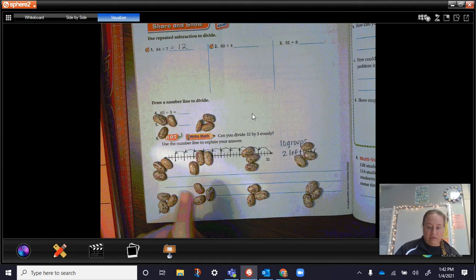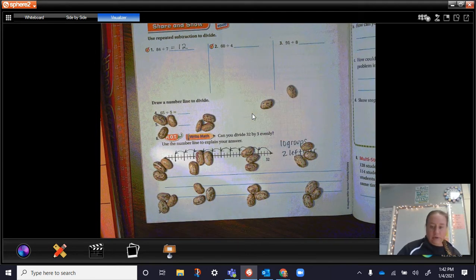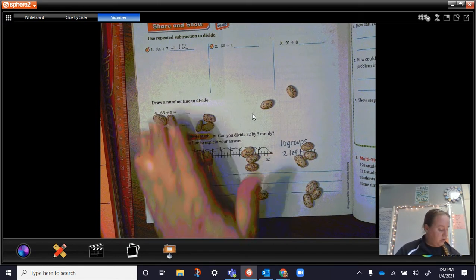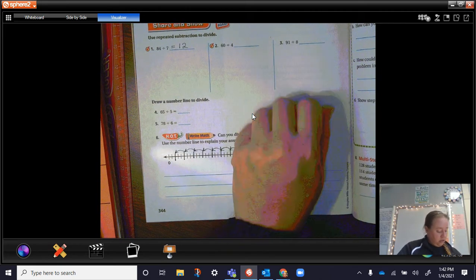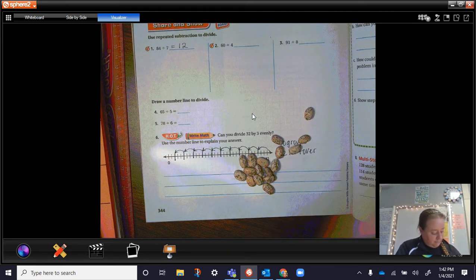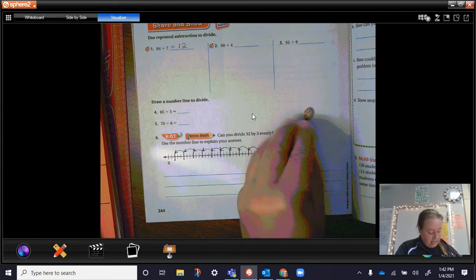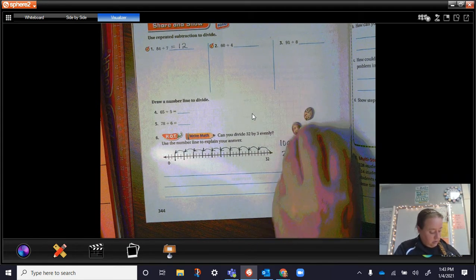So here we call those 2 that were left over remainders. Okay, they are the remaining amount that we can't make a group with. Okay, so here you can just put on the bottom, make a complete sentence about how you can't divide that evenly.